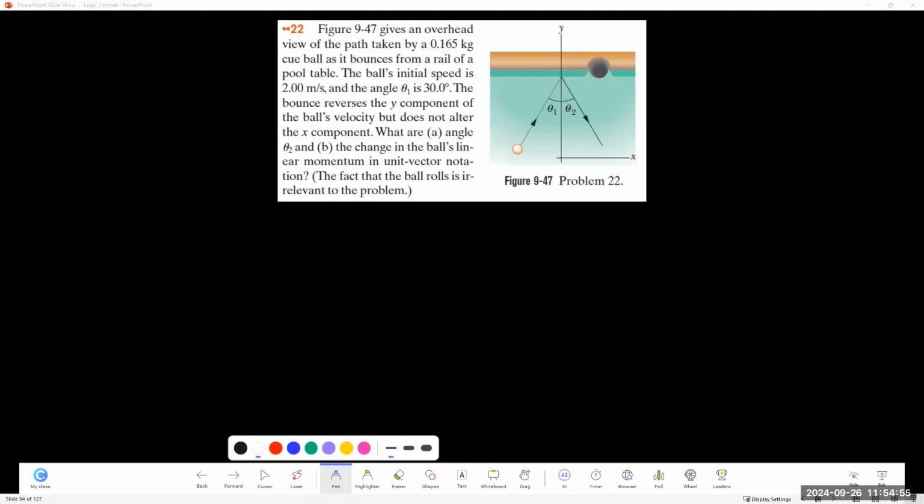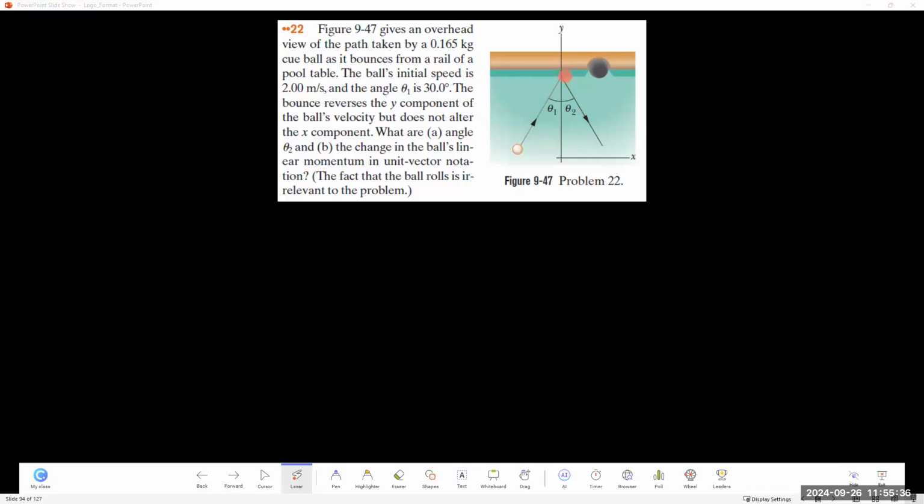I'm going to be doing the given overhead, the path taken by a ball of 0.165 kilogram, the cue ball. The cue ball is going here and bounces off the rail of the pool table. The ball's initial velocity is 2 meters per second. So the ball is going here at 2 meters per second. The mass given in the problem is 0.165 kilogram, at a 30 degrees angle. Theta is 30 degrees. Theta 2 is probably not given.